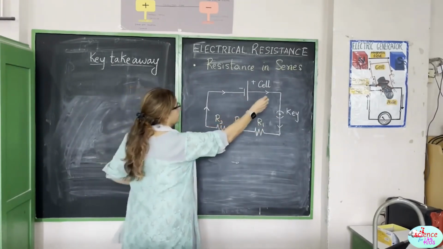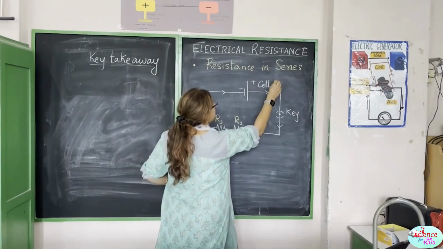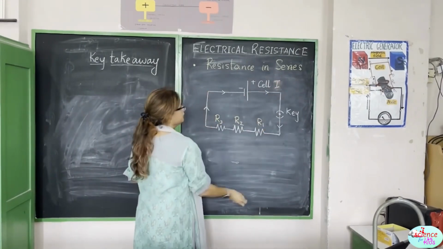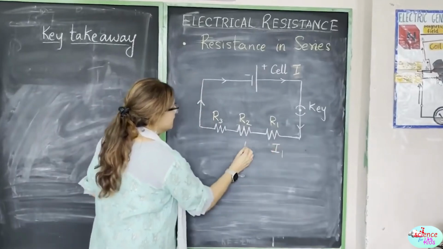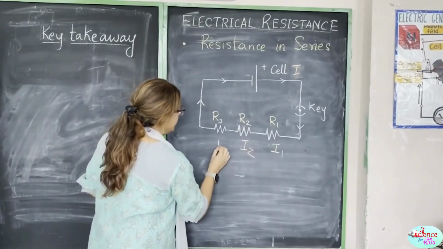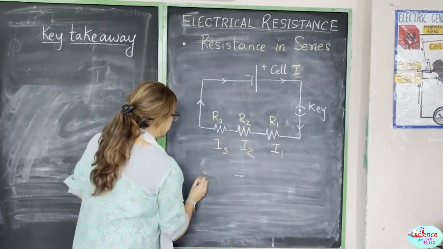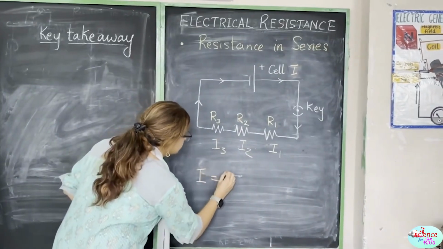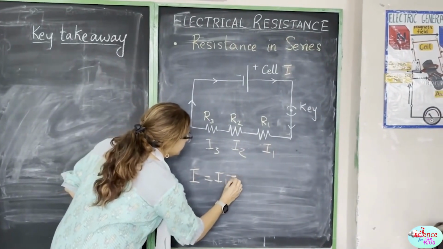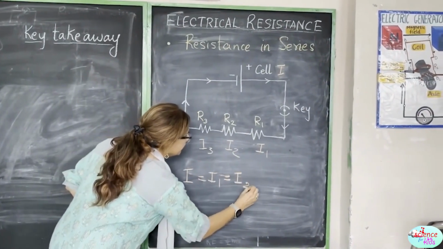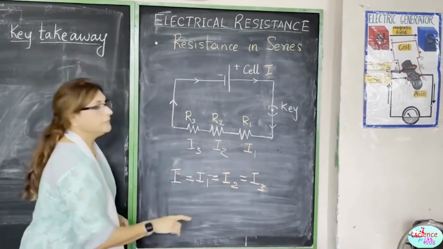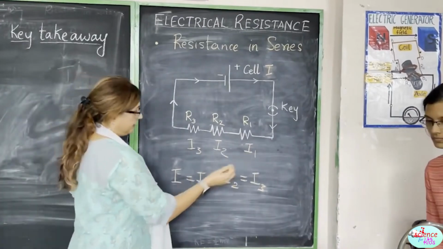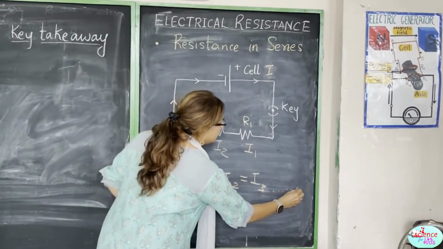So, suppose for example, I is the amount of current coming out of the battery, then I will be equal to I1, I2 and I3. In other words, we can also write I is equal to I1 equals I2 equals I3. And this is true for any number of resistors. So it can go all the way.